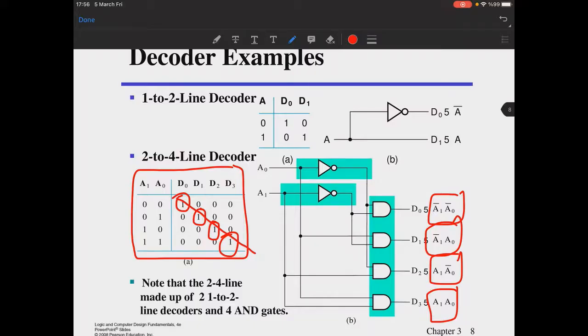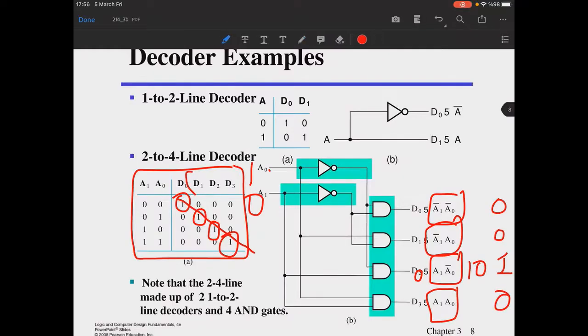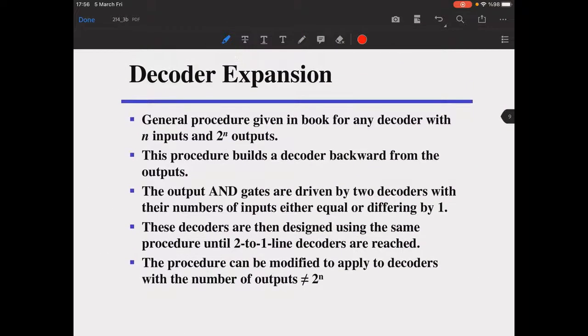Okay, if you provide here, for example, let's say 1 0, it means that the output at index number 1 0 will be 1. The remaining ones will be 0, no matter what. You see, it's obvious from the structure or from the design. That's it.